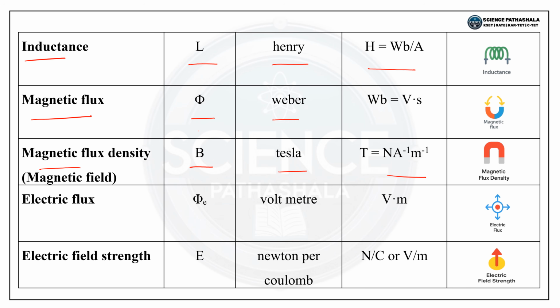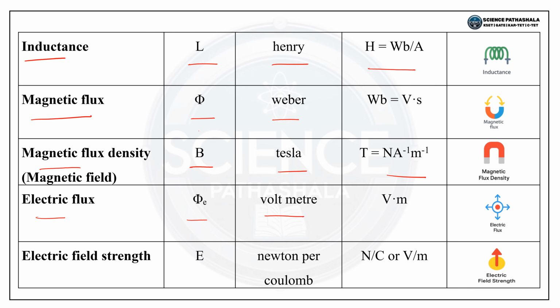So the next is electric flux. Electric flux is the total number of electric field lines passing normally through a given surface. It is represented by the symbol phi E. The SI unit for this is volt meter.